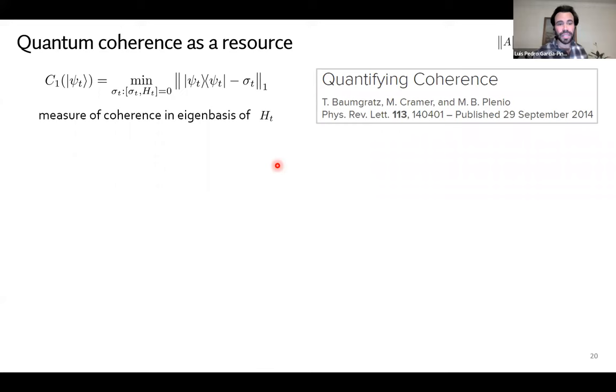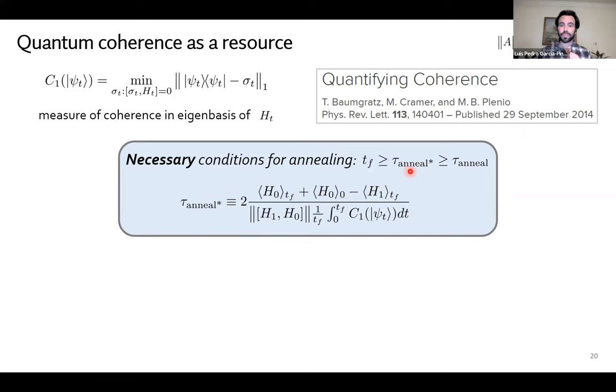And what we show, there's a tighter bound than the one I just showed before. This tighter bound, with the little asterisk that I'm putting here, involves all the same quantities that I had before, but it also involves a time average of this measure of coherence, where the C1 is, remember, your coherence with respect to the instantaneous Hamiltonian of the system at any given time, and then you're integrating these over time.